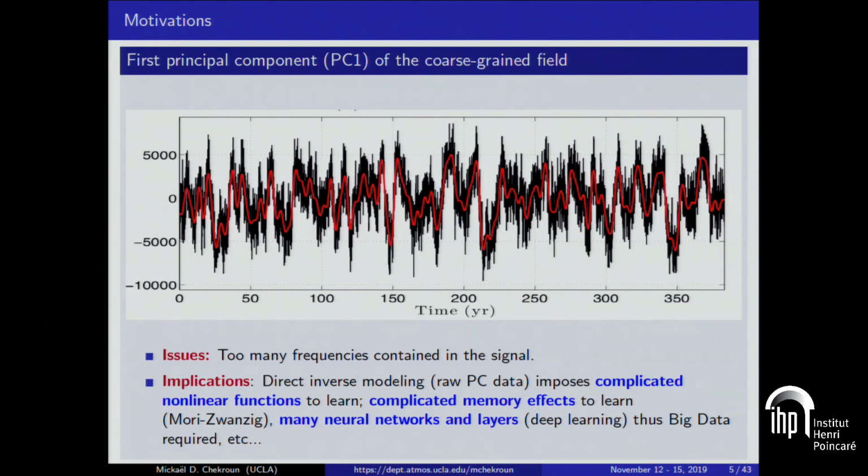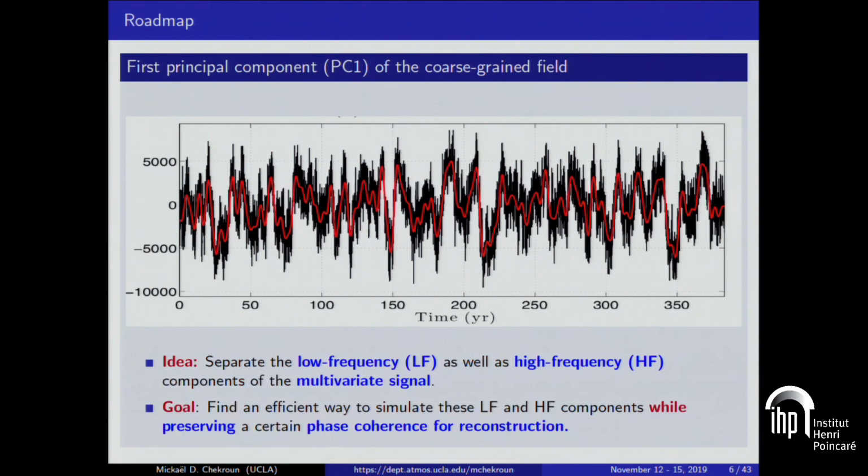And the question that we're going to address is the following. Can we separate the low frequency component and the high frequency component of the signal? Remember that it's a multivariate signal, so I have many PCs, for instance, behind the signal. And the goal is, of course, to simulate this low frequency variability and high frequency component, while preserving a certain phase coherence between these time series.